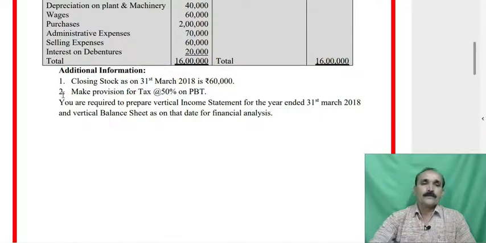Additional information. Adjustment first: closing stock as on 31st March 2018 is rupees 60,000. Adjustment second: make provision for tax at 50% on profit before tax. You are required to prepare the vertical income statement for the year ended 31st March 2018 and the vertical balance sheet as on that date for financial analysis.